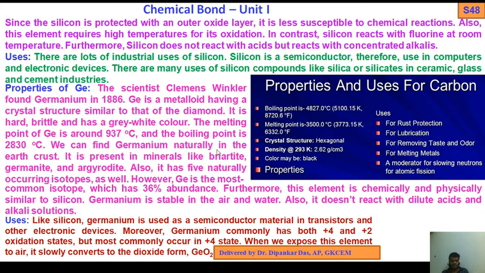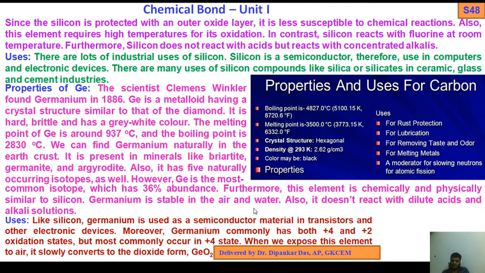So we can find germanium naturally in the earth's crust. It is present in minerals like biotite, germanite, and argyrodite also. It has 5 naturally occurring isotopes as well. However, germanium-74 is the most common isotope, which has 36% abundance. Furthermore, this element is chemically and physically similar to silicon.